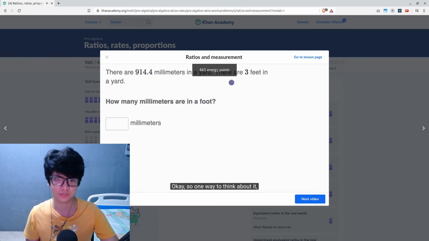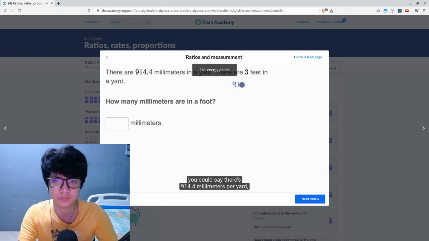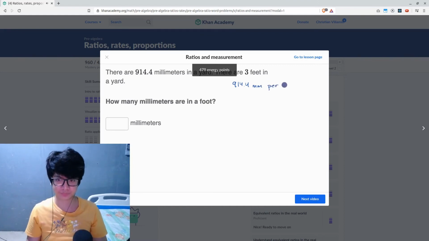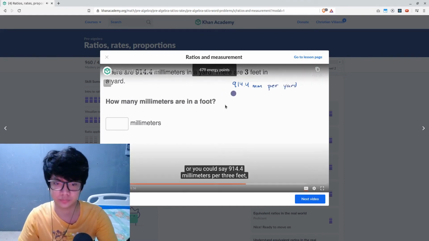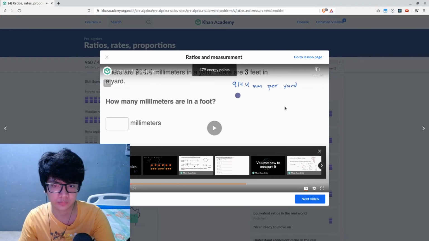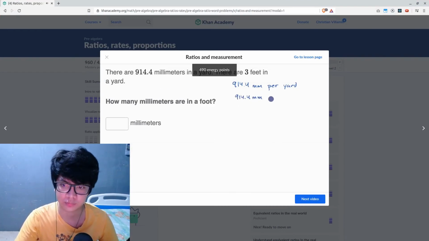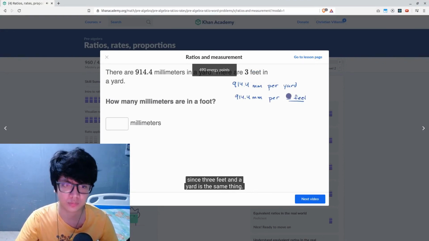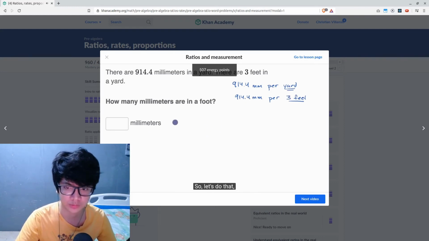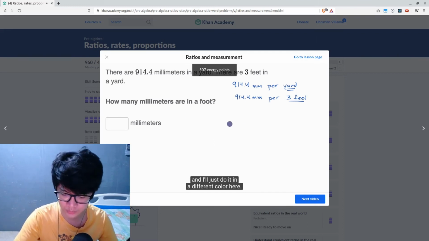Okay, so one way to think about it, you could say there's 914.4 millimeters per yard, or you could say 914.4 millimeters per 3 feet, since 3 feet and a yard is the same thing. So if you want to know per foot, you would just divide both of these by 3. So let's do that. And I'll just do it in a different color here.